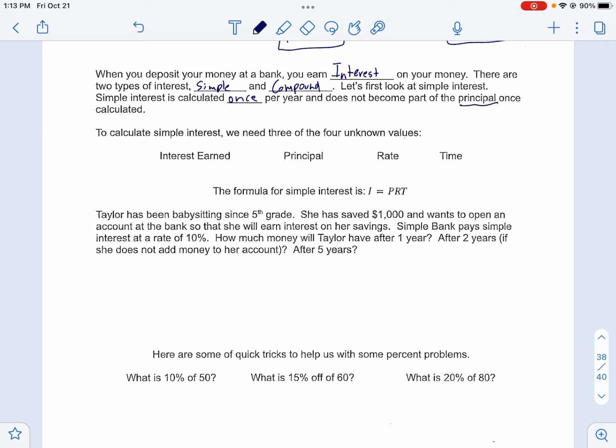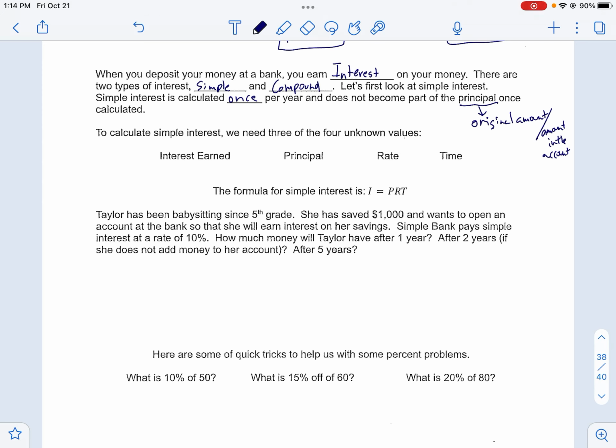Now, you might be wondering, what's the word principal? Principal is like the original amount at the beginning, and then after the beginning, the principal is the amount in the account. So when you have money that's saved, the principal is what you actually earn interest on.